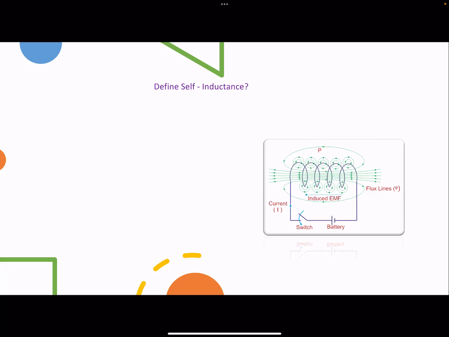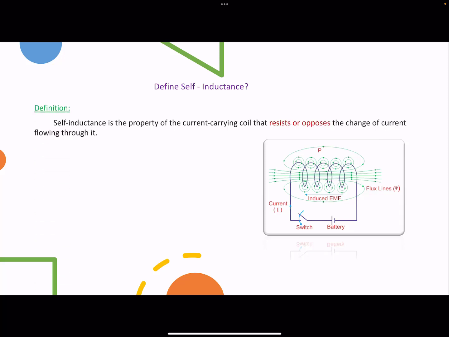Now let us see how we can define the self-inductance. The self-inductance is the property of the current carrying coil that resists or opposes the change of current flowing through it. So if you see here, this is the current carrying coil which is connected to a battery and a switch. This is the induced EMF across the coil, and these are the magnetic flux lines. Now this current carrying coil will resist or oppose the change of current flowing through it, and that property is called the self-inductance. Now let us derive the expression for the self-inductance.